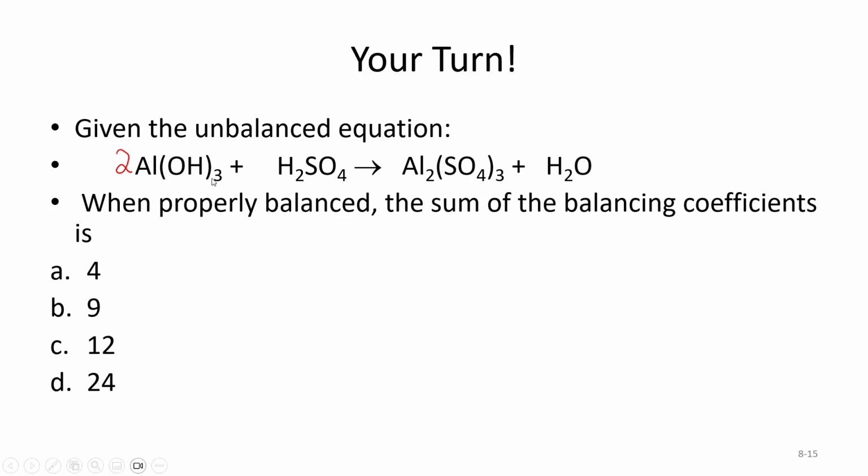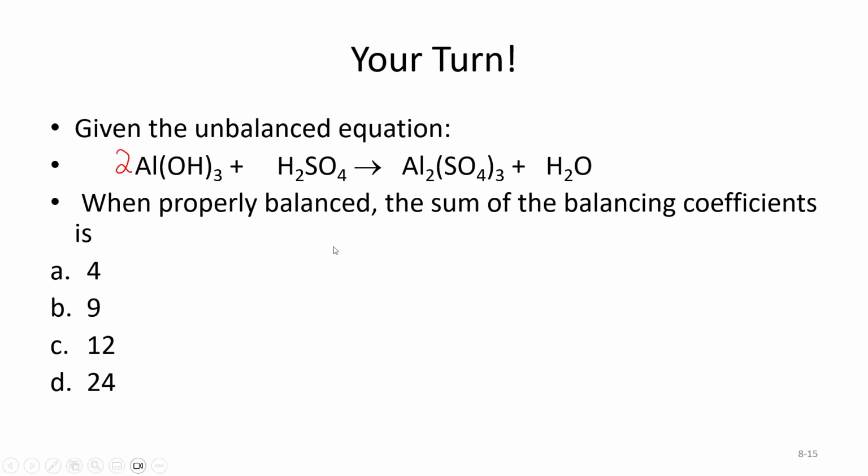Now we have hydroxide. And hydroxide, although it is a family, if the family doesn't stay together on both sides of the equation, we can't count it as a family group. So we have OH here, but we don't have OH on the right-hand side. So it breaks apart the family on the right-hand side. So because of that, we have to now balance each one of these individually.